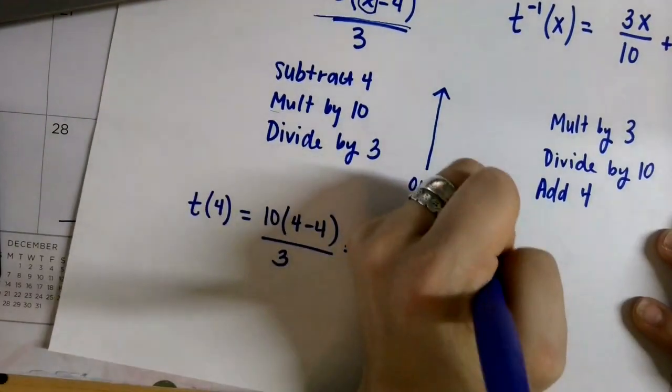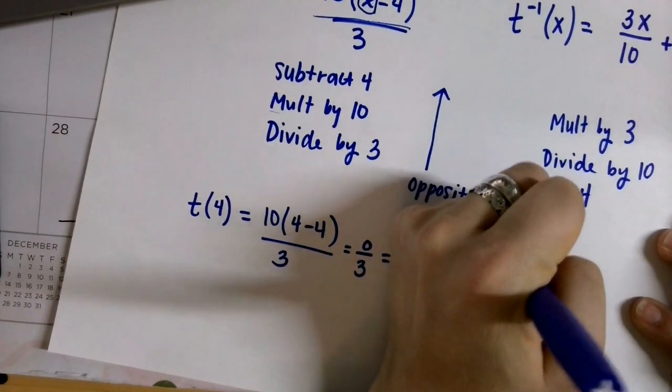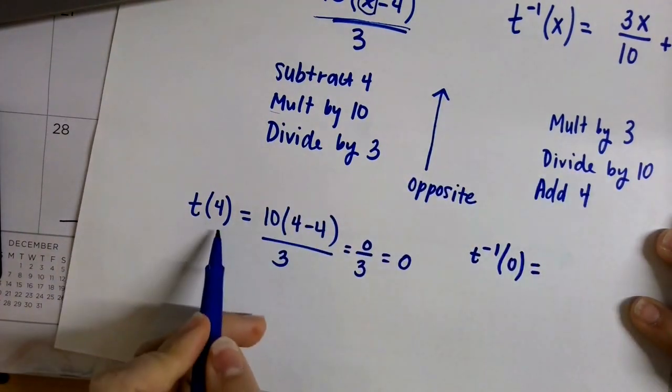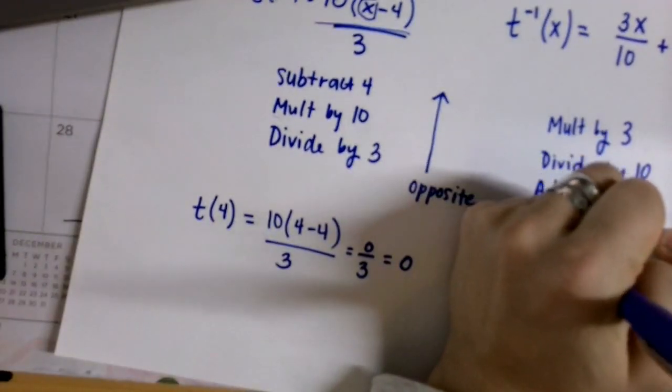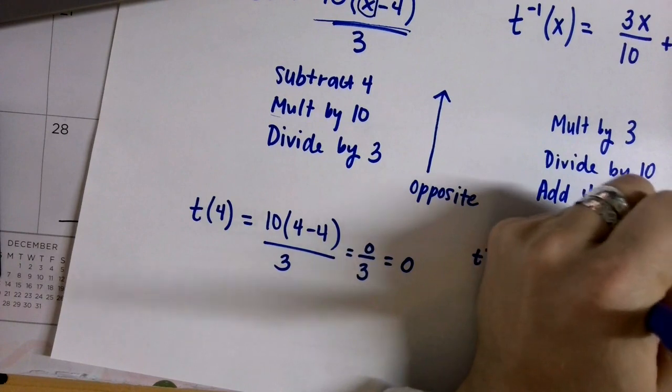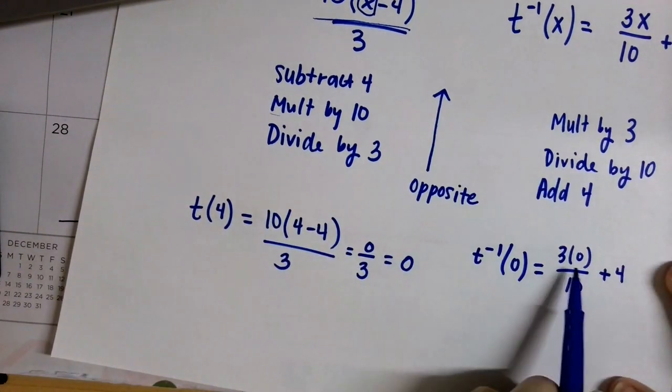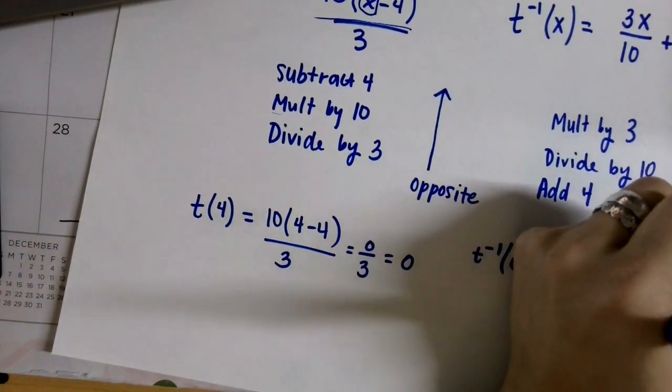So now I'm going to do the inverse of 0 and see if I get a 4 out. So I have 3 times 0 over 10 plus 4. 3 times 0 is 0 divided by 10. Sure enough, I get 4.